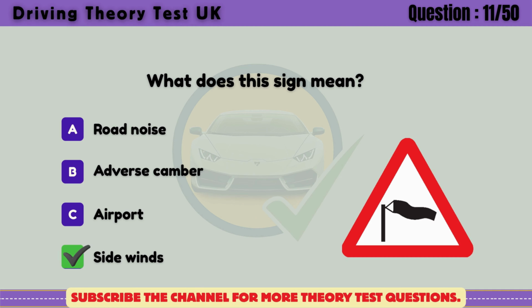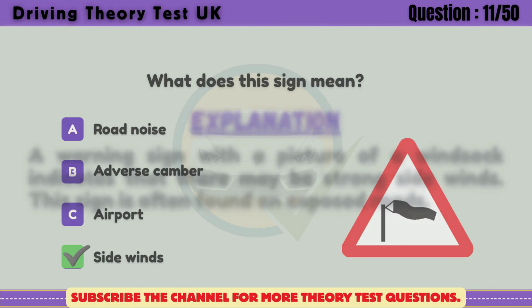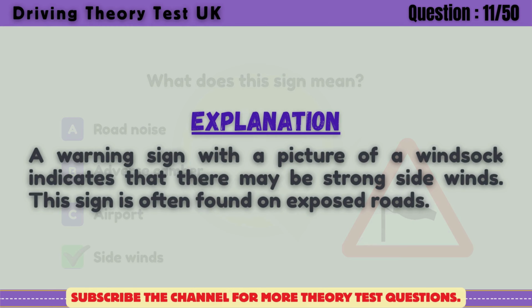Answer is D. Side winds. A warning sign with a picture of a windsock indicates that there may be strong side winds. This sign is often found on exposed roads.